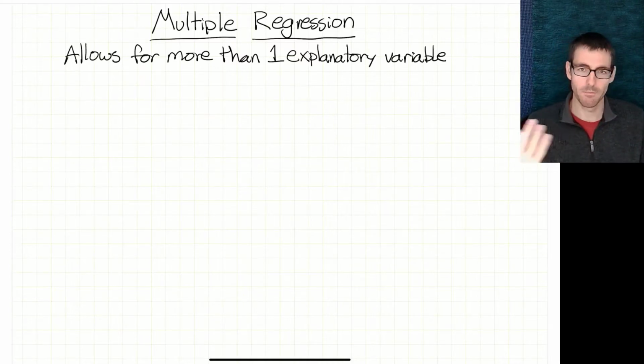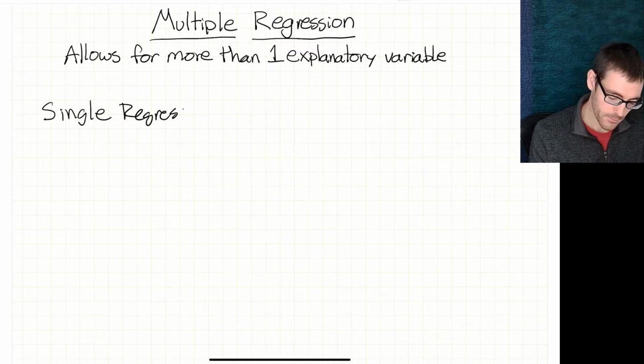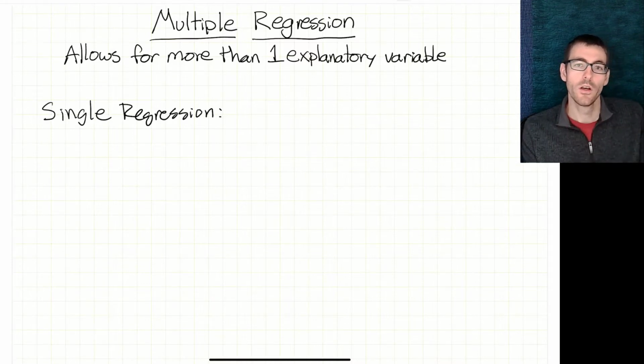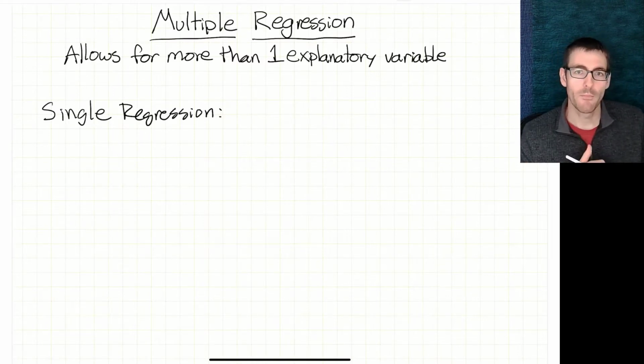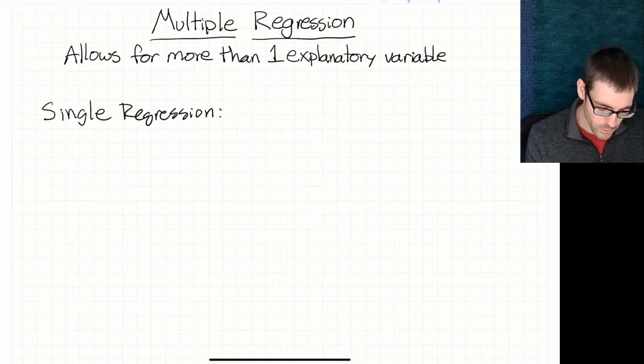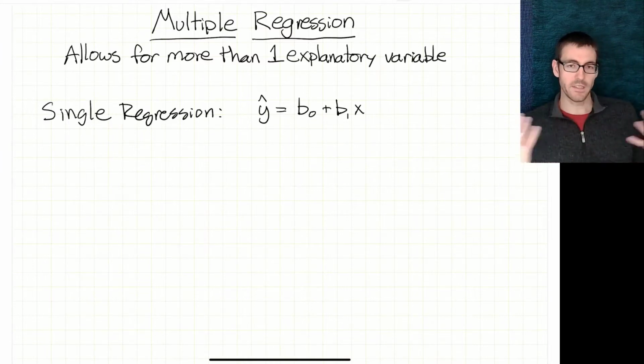Okay, so what is multiple regression? Well, first let's just refresh what we mean by single regression. The idea behind single regression is that if we have two quantitative variables that have some linear relationship, maybe we can come up with a line that describes the relationship between the two. In other words, we're looking for a model that we typically call y hat equals some constant plus some variable.